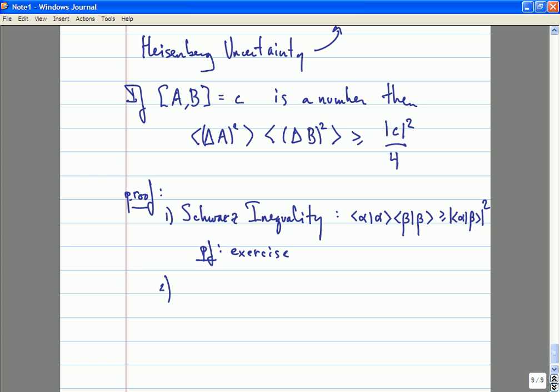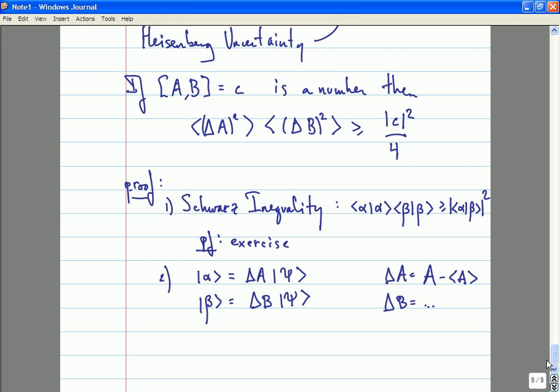given the Schwarz inequality, it's pretty easy. Just let the state alpha be the operator delta A acting on psi, and the state beta to be the operator delta B acting on psi, where, of course, delta A is A minus its expectation value in the state psi, and likewise for delta B. So let's go ahead and write that down. Then what do we get?